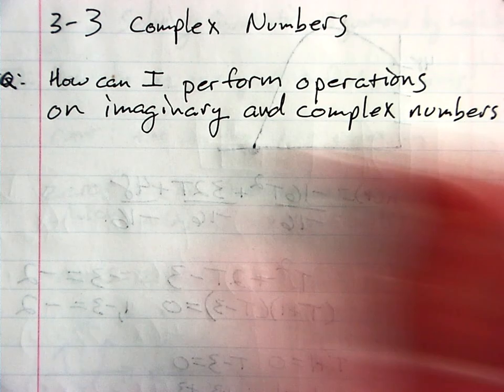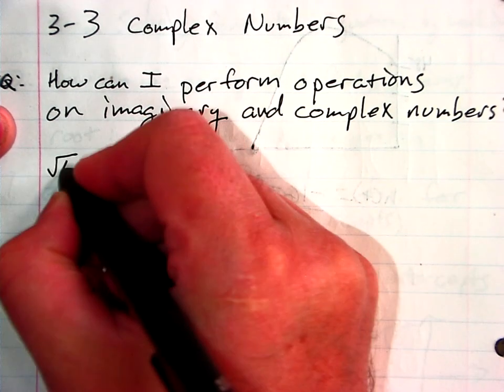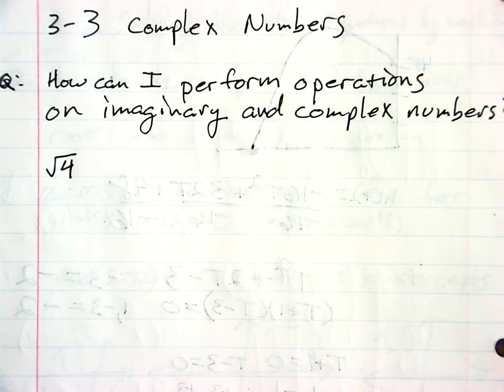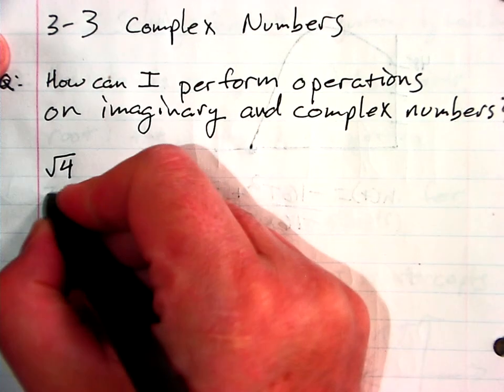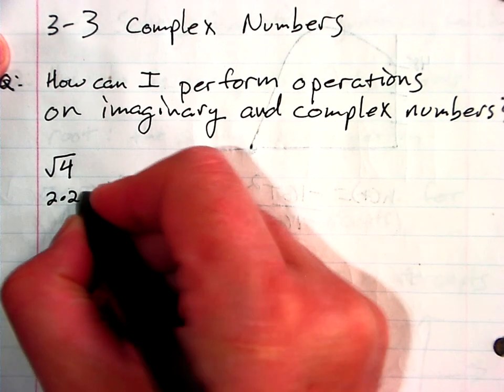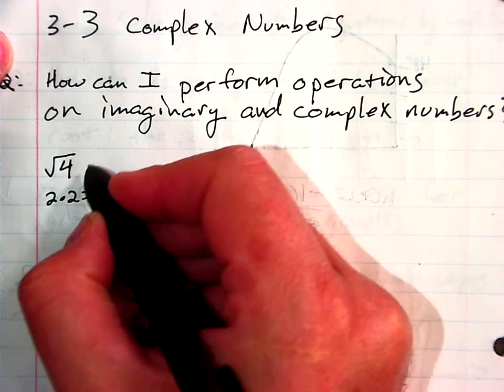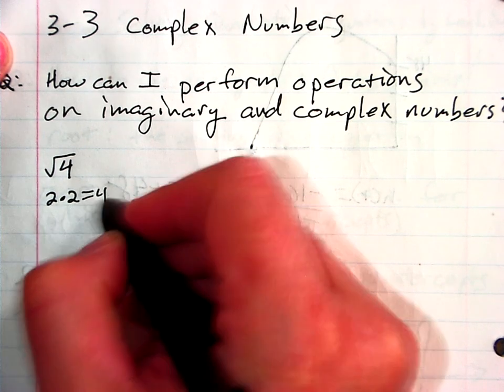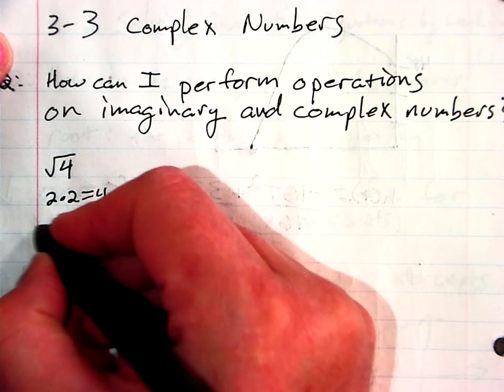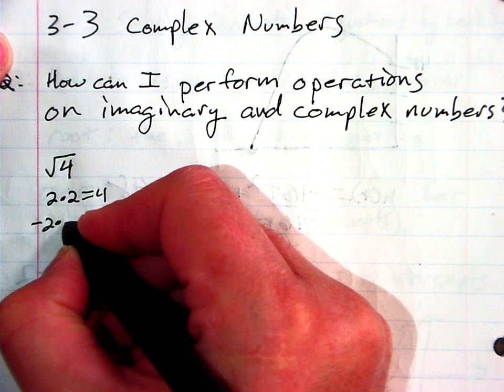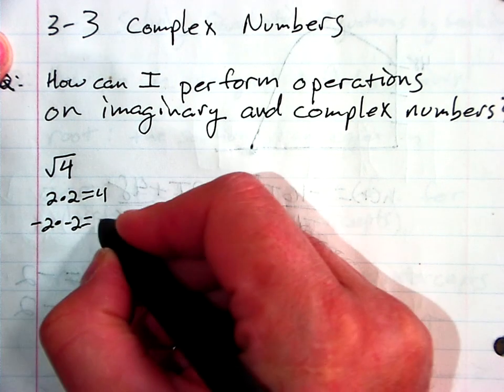All right, first of all, square root of 4. What is the square root of 4? You're half right. All right, let's think about it. 2 times 2 is 4, so that's what a square root means, right? It's the same number multiplied together to get another number. What about this? What's negative 2 times negative 2?